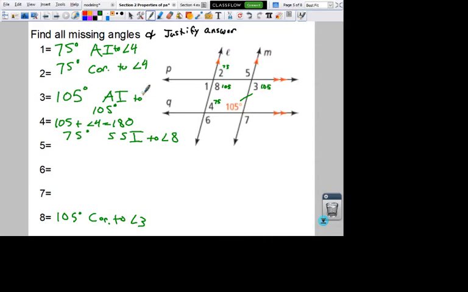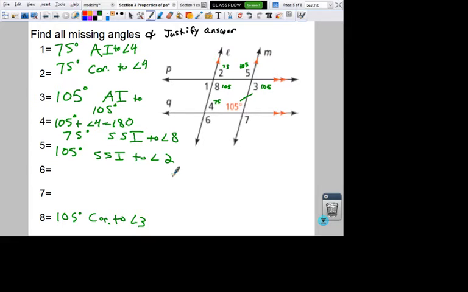So if angle 2 is 75, what does angle 5 equal? 105. I didn't know the answer to that because I did it a different way. Oh, that's fine. There's a lot of different ways you could do this, which is fine. So angle 5 is 105 degrees because they are same side interior to angle 2. We've got 2 more, we'll finish this off, then you guys will do the next one on your own.